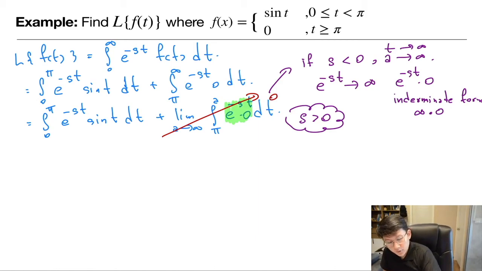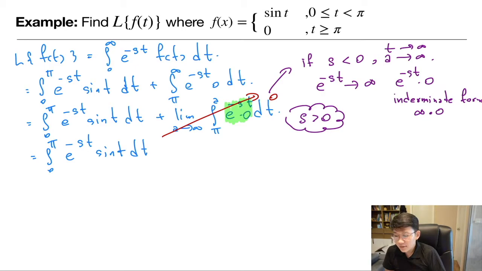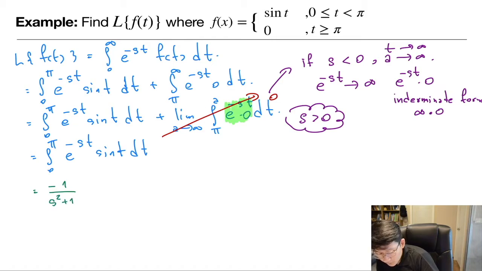Okay, so here we have the integral from 0 to pi of e to the minus st sine t dt. If you want to integrate that function, I'm not going to integrate it anymore. You can try it using the integration by parts technique. I'm just going to give you the solution. It is minus 1 over s squared plus 1 times s e to the minus st sine t plus e to the minus st cos t, from 0 to pi.